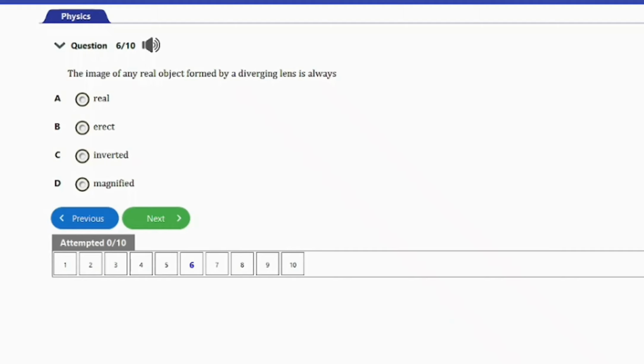It says, the image of any real object formed by a divergent lens is always A. real, B. erect, C. inverted, and D. magnified. So guys, the answer to this question is option B, and that's erect. The image of any real object formed by a divergent lens is always erect. And that's it for this question. Let's go ahead and consider the next question, guys.